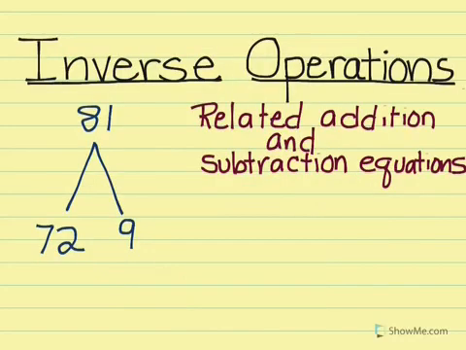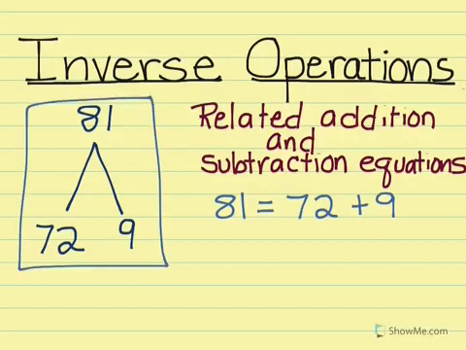Okay, now I'm going to take a look at some inverse operations. Inverse means opposite. So, to do that, I'm going to take a look at this equation. I have a sum or total of 81. That is made up of two addends, 72 and 9. If I add those together, I would get 81. So I could say 81 equals 72 plus 9.